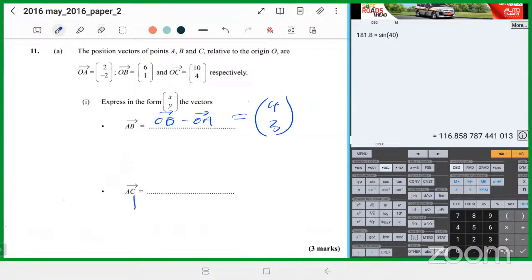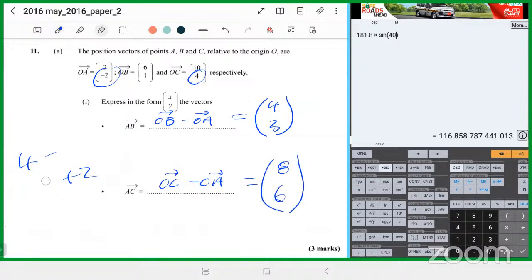O times the last minus O times the first. Mathematics the easy way. OC minus OA. So I'm doing this one minus this one. Just subtract the values and put the answer. Don't complicate it. 10 minus 2 is 8. And 4 minus a negative 2 becomes 4 plus 2 is 6.